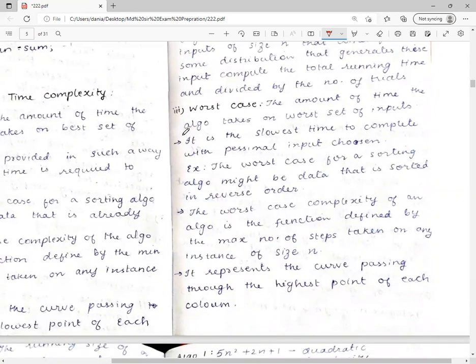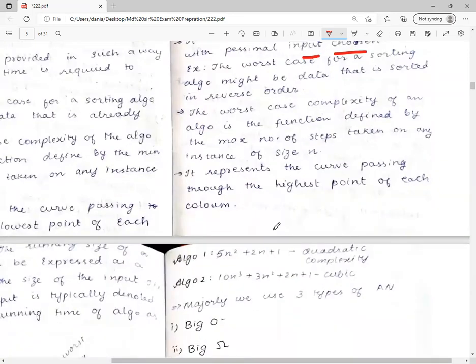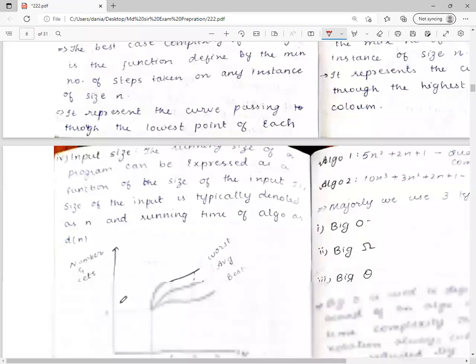Best case is the lowest time to complete the input. The worst case complexity of an algorithm is the function defined by the maximum number of steps taken on any instance of size n, the representation of the curve passing through the highest point of each column. Input size.